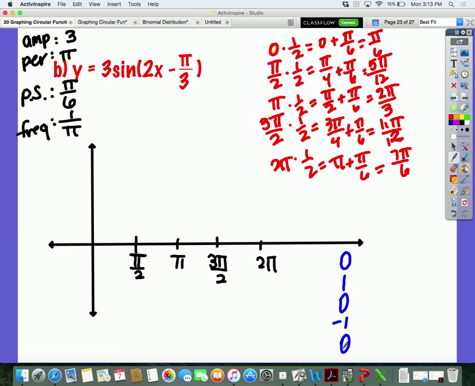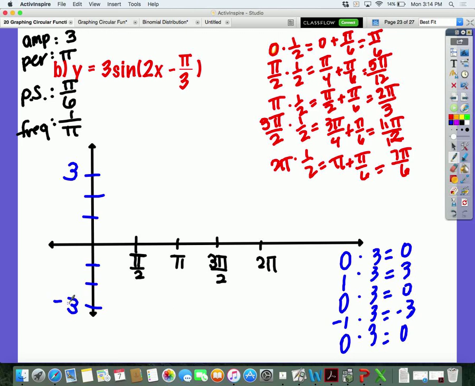Now, I do have an amplitude compared to the other ones. Amplitude affects your y's. So every single one of your y's of your original sine function, which were 0, 1, 0, negative 1, and 0, all are going to get multiplied by what number? 3. So I have 0, 3, 0, negative 3, and 0. Once you've done all that algebra, now all you have to do is graph everything you just found.